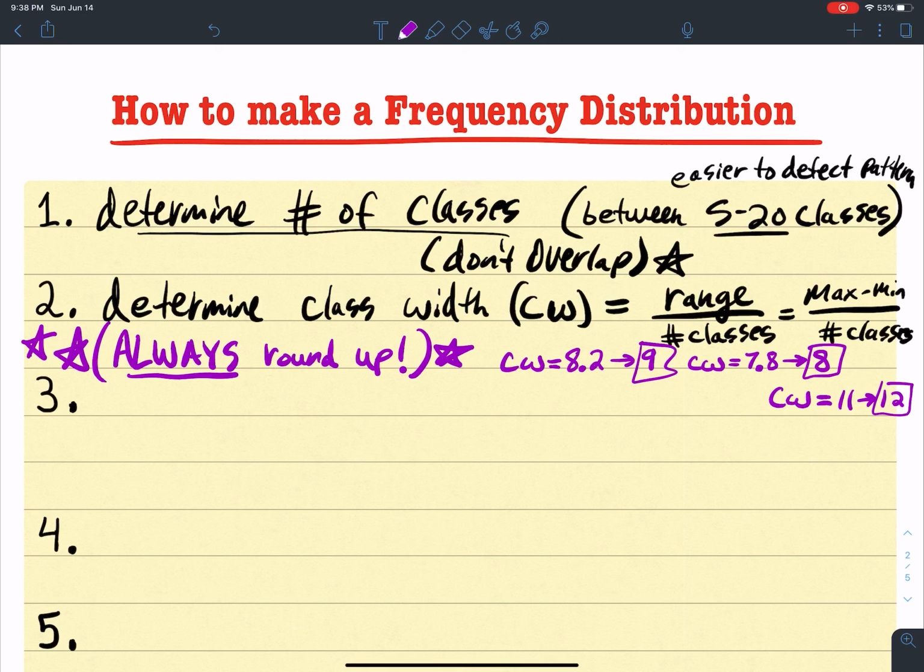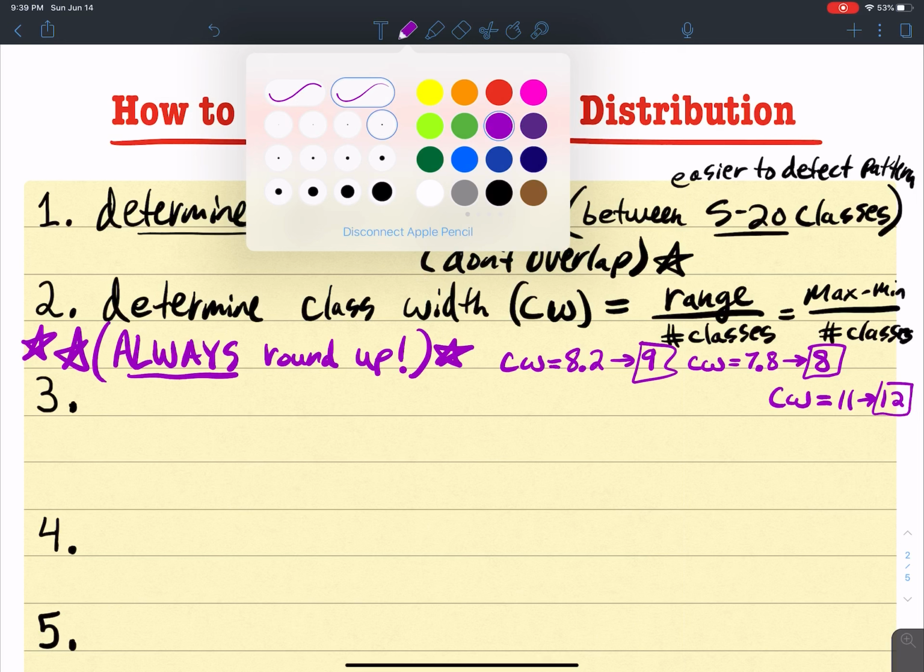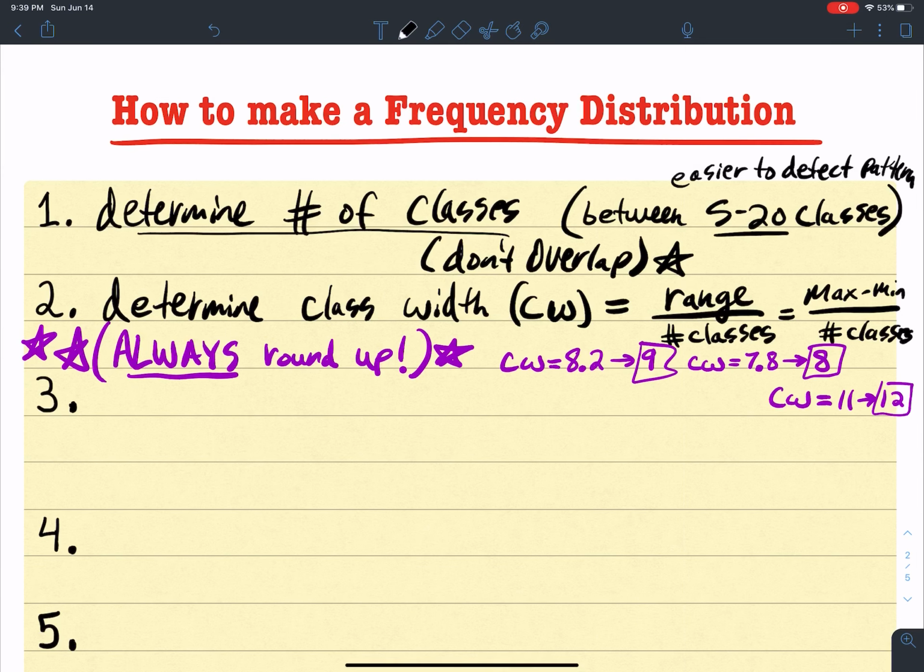That's probably the most tricky part in making the frequency distribution. Always round up. Did I say it enough times? All right. Number 3. Determine the class limits.